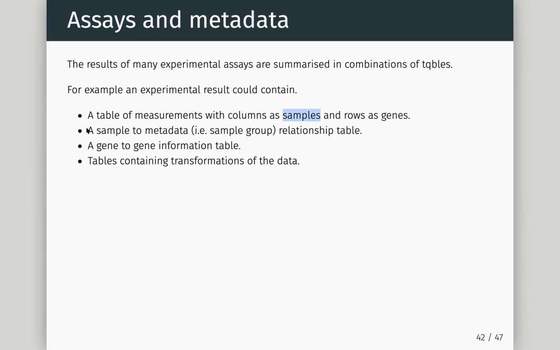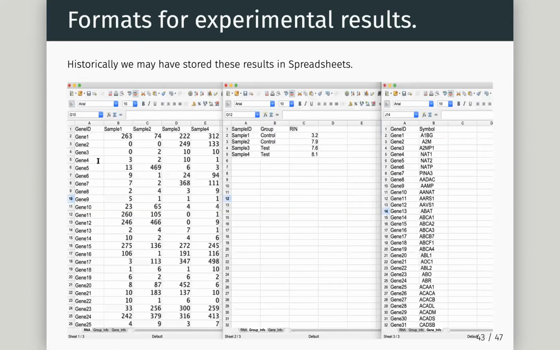You may have additional metadata on your samples, which you want to store next to your expression values. You may have additional information on your genes, right? Annotation: this gene has this function, or this gene is this particular model. And you may also have multiple copies of these measurements, or even tables describing the transformations you're performing.